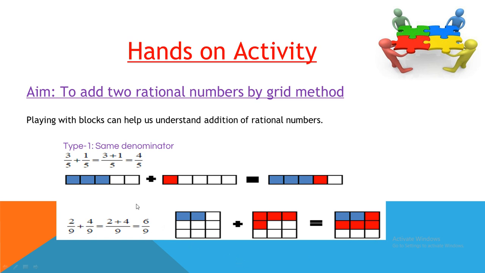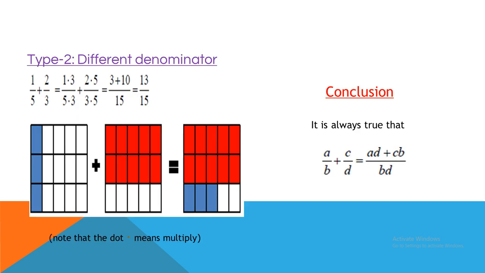Clear? This was the case when our denominator was the same. This is type 1, when the denominator is the same. You have to draw this on the graph paper, color it and paste the strips in your copy. Clear? And show this activity. Now next we'll do another type.